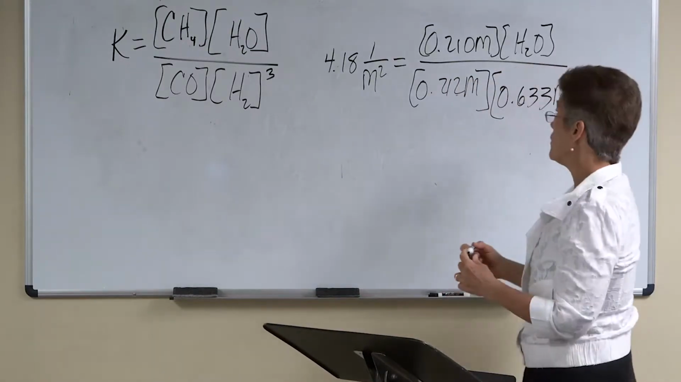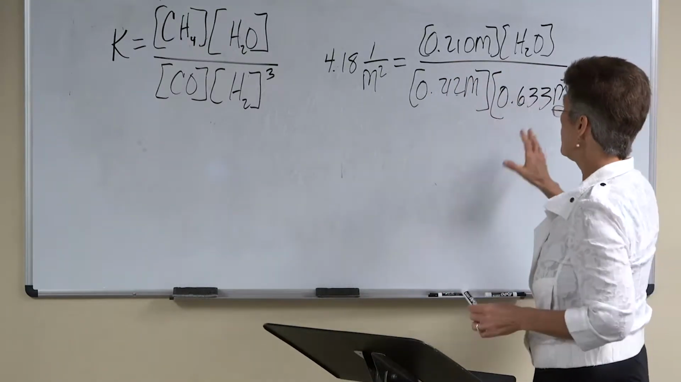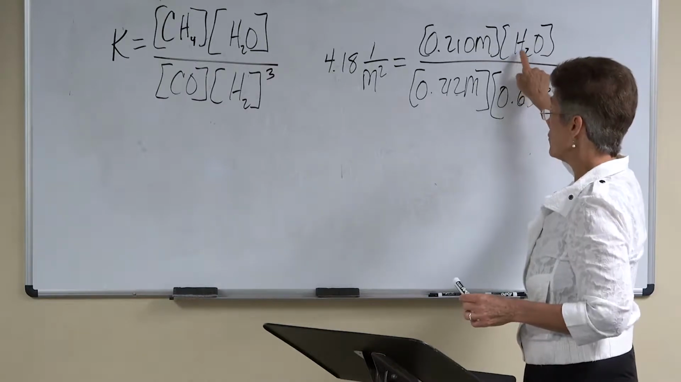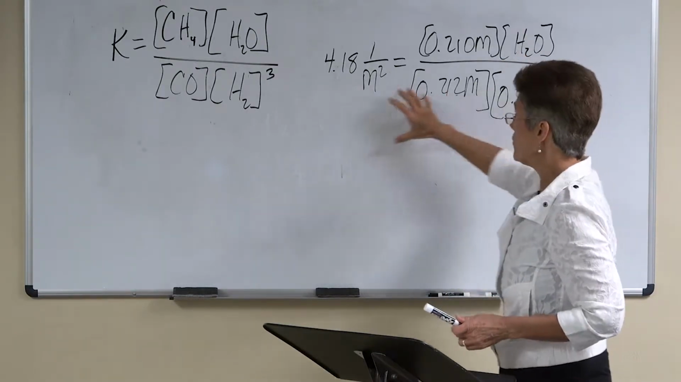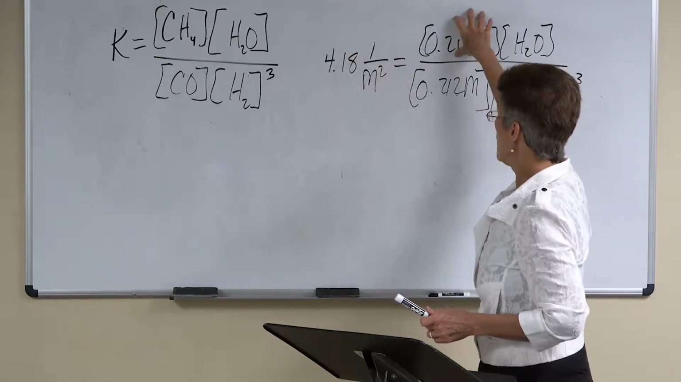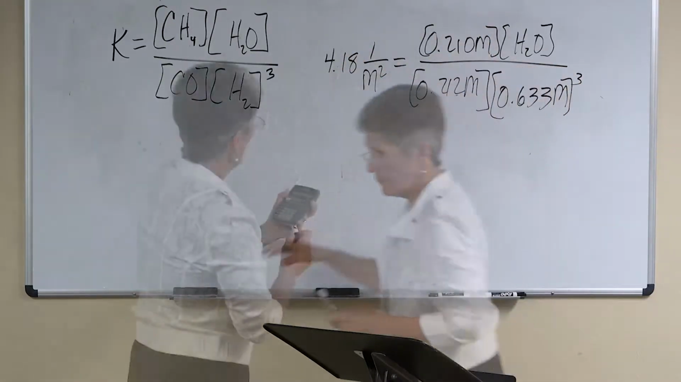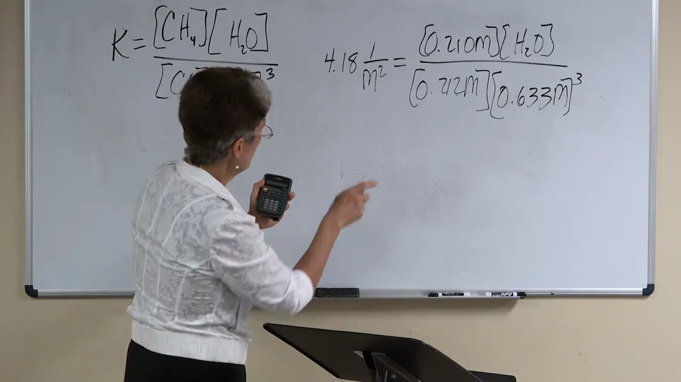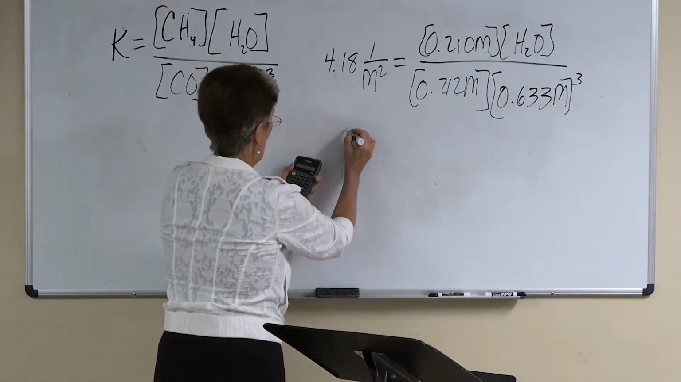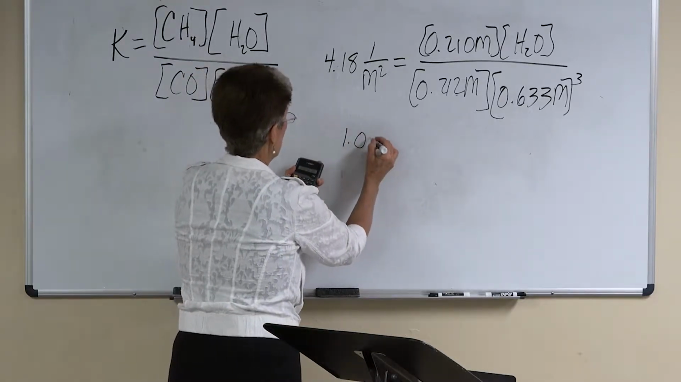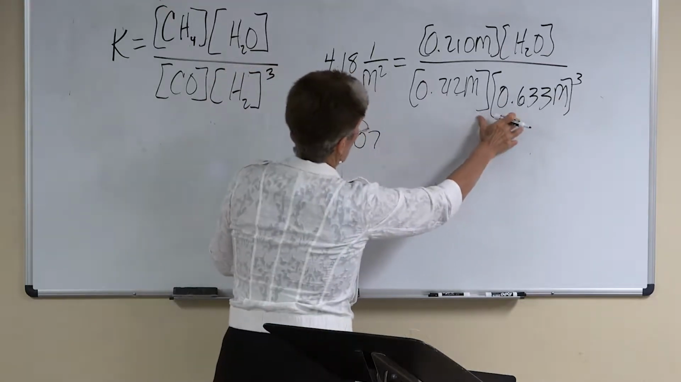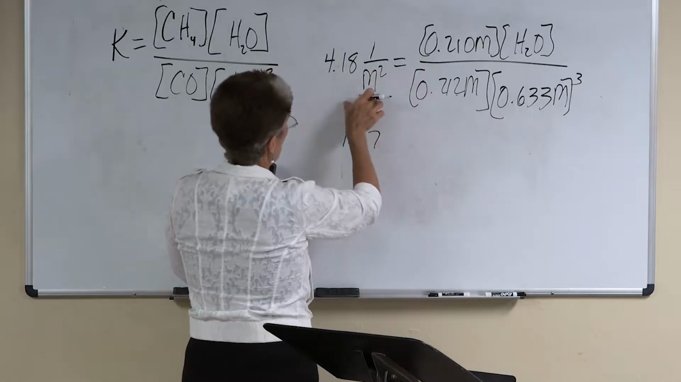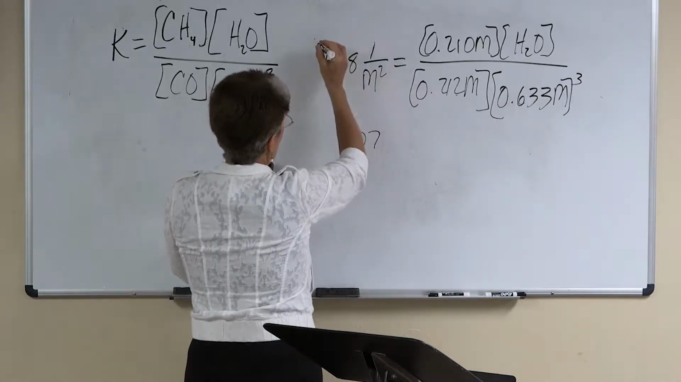Now, I want you to notice that we are given all these numbers except for here. So all we're really doing is solving for this. So we're going to multiply both sides by this. We're going to divide both sides by that. We have 3 significant figures in each place. So we're going to end up with 1.07. That's our number. What we did was we took these two and multiplied them up here.